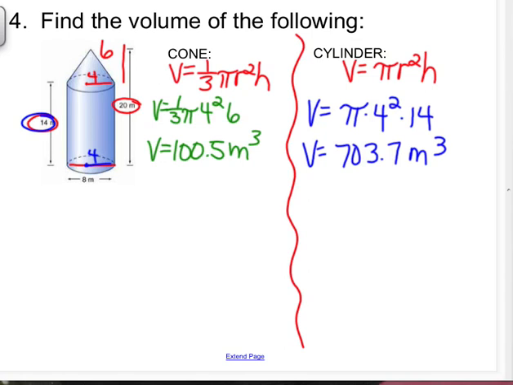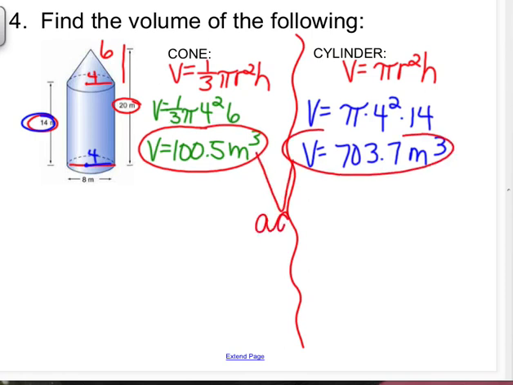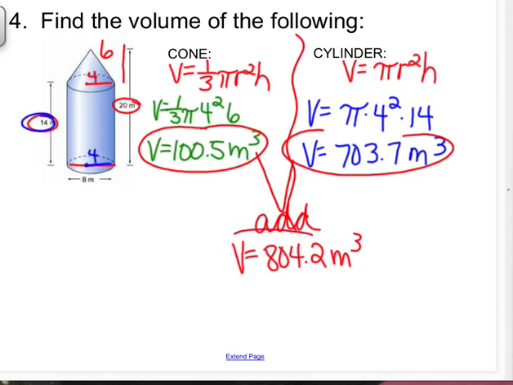Great. So now I know the volume of the cone. I know the volume of the cylinder. I better put those two volumes together, and that would give me the overall volume of this composite figure. So I add those together. That says add. How about that? I get a total volume of 804.2 cubic meters. Yay! Good job. You calculated the volume of a composite figure.